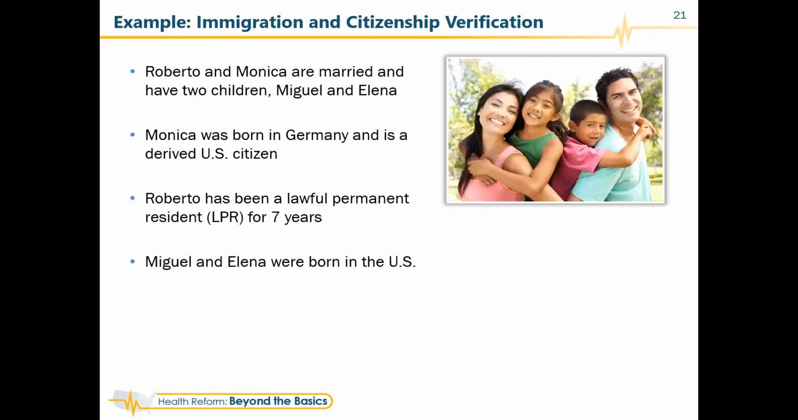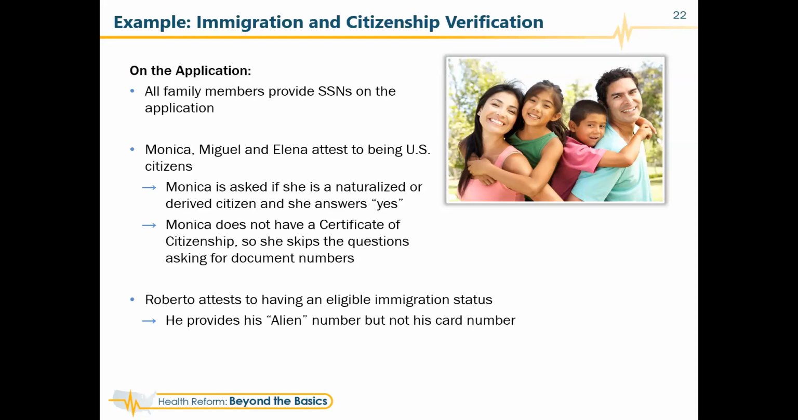I'm going to go through a quick, well, it's not that quick, but I will try and be fast about it. In the interest of time, we have a scenario here where we're going to try and illustrate how a consumer, or a family, might experience all of this in healthcare.gov. So in this scenario, we have Roberto and Monica, and they're a married couple, and they have 2 children, Miguel and Elena. Monica was born in Germany and is a derived U.S. citizen. Her parents were U.S. citizens when she was born abroad in Germany. Roberto has been a lawful permanent resident for 7 years, and Miguel and Elena were born in the U.S. All family members provide their social security numbers on the application.